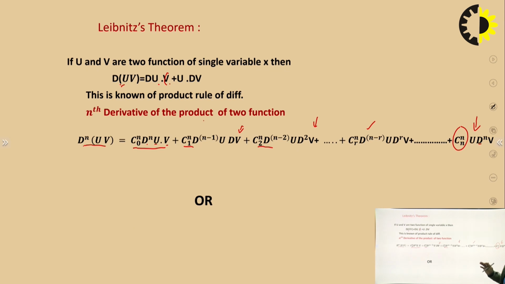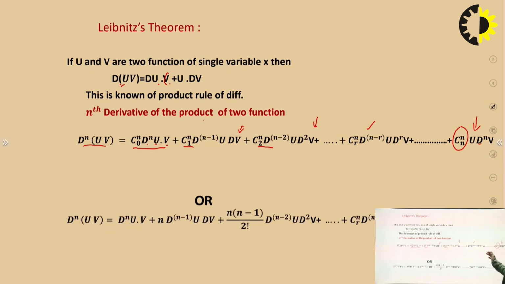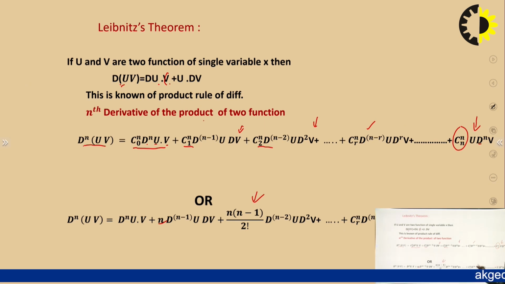It covers the product of two functions when the product is differentiated n times. This theorem can also be written in the form: the nth differentiation of uv is the nth differentiation of u, then v the same, plus, since nC1 is always n, you can take n here. Similarly, nC2 is n into n minus 1 upon 2, and this goes on. So this is the statement of the Leibniz theorem, correct?